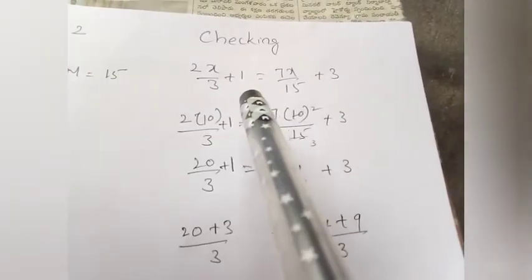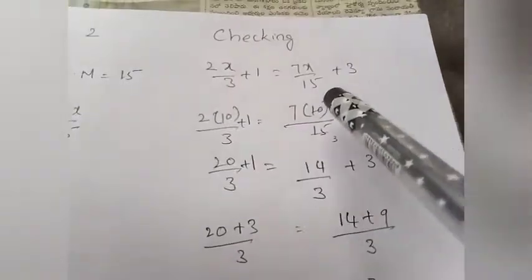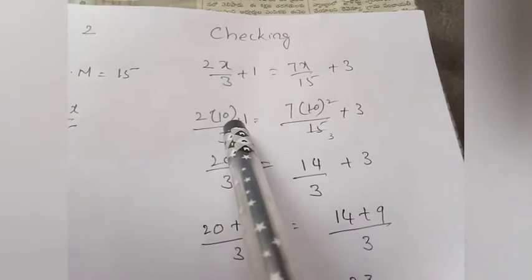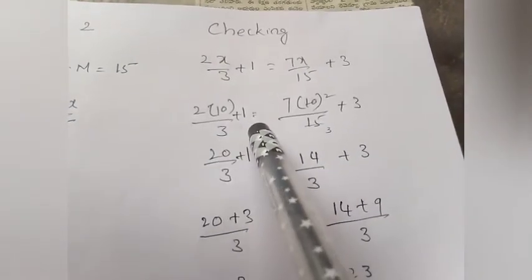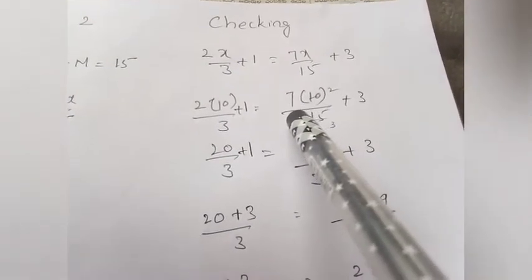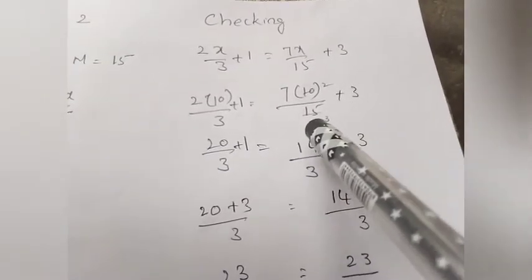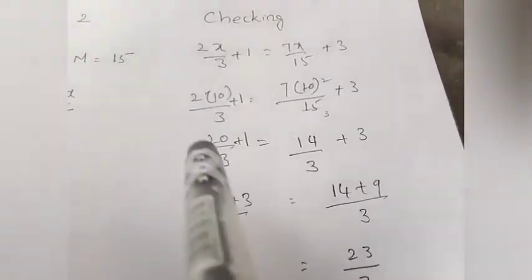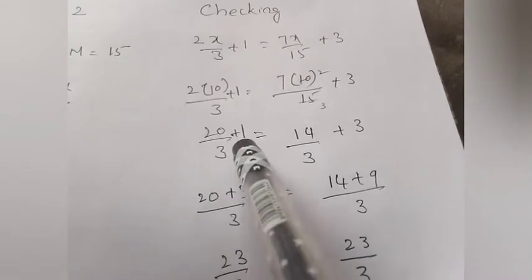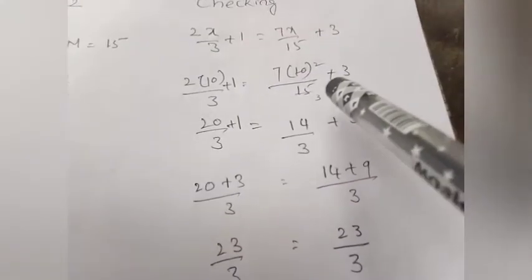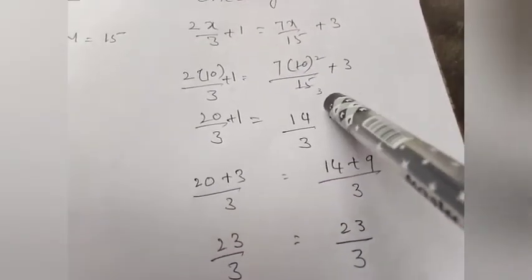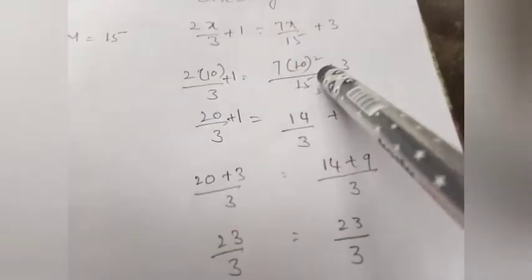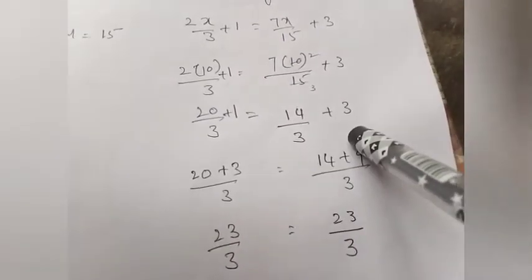2x by 3 plus 1 is equal to 7x by 15 plus 3. 2 into 10, because x is equal to 10, by 3 plus 1 is equal to 7 into 10 by 15 plus 3. 2 tens are 20 by 3 plus 1. Here 5 2s are 10, 5 3s are 15. 7 2s are 14 by 3 plus 3.